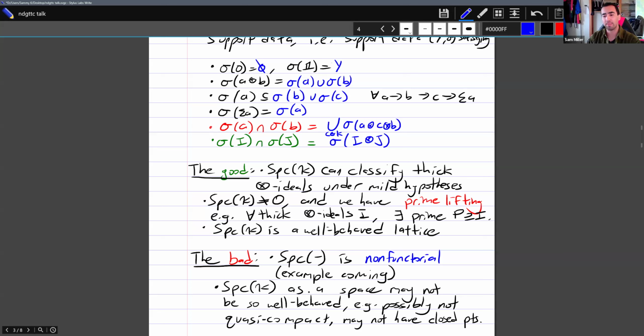Similarly, Spec K as a space may not be quite as well behaved as in the commutative setting. So for example, in the commutative setting, we know that the entire space is quasi-compact, and that if you have some support, its complement is a quasi-compact open as well. This may not necessarily hold in the non-commutative case. And we also may not even have closed points, so we may not know that every prime has a minimal prime sitting in it.